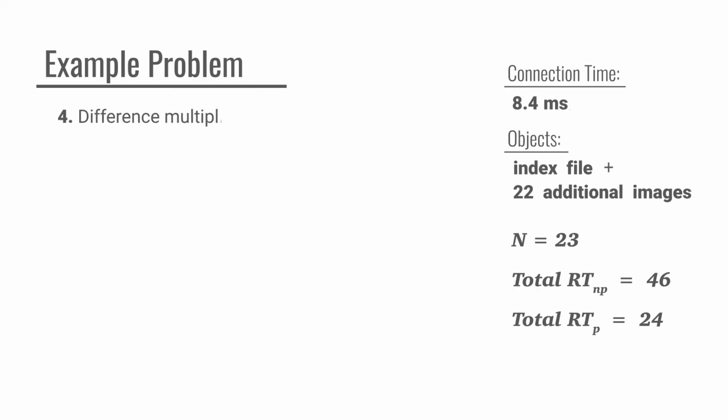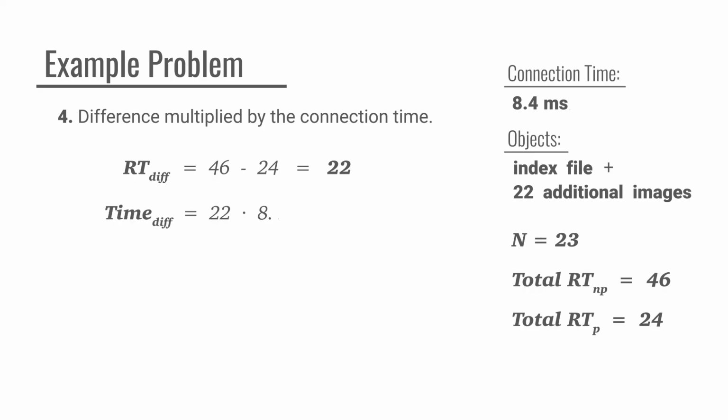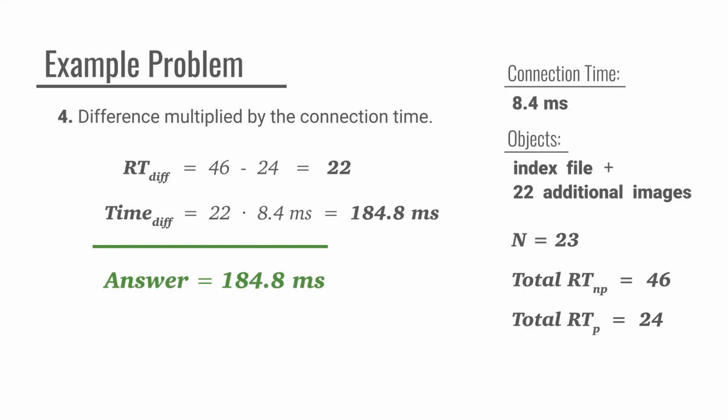Finally, we take the difference of the 2 round trips in each scenario, and then we multiply it by the connection time. So 46 minus 24 is 22, and then we multiply it by 8.4 milliseconds, and the result is 184.8 milliseconds, which is the answer. So the time saved using persistent HTTP versus non-persistent HTTP would be 184.8 milliseconds in this case.